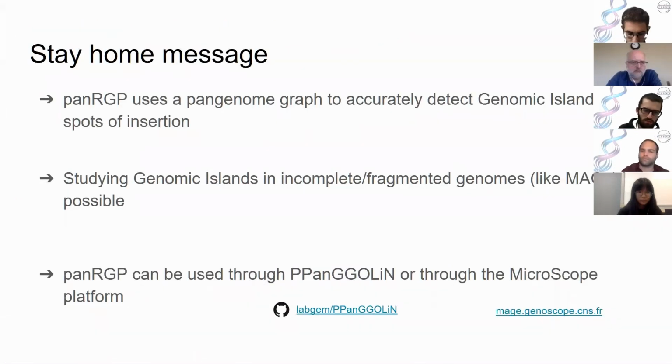The take-home message for this presentation is that panRGP uses a pangenome graph to accurately detect genomic islands and spots of insertion. Studying genomic islands in fragmented or incomplete genomes like MAGs is possible. And panRGP can be used through the PPanGGOLiN framework or through the MicroScope platform. PPanGGOLiN is installable through GitHub or Bioconda, and MicroScope is available at this URL.